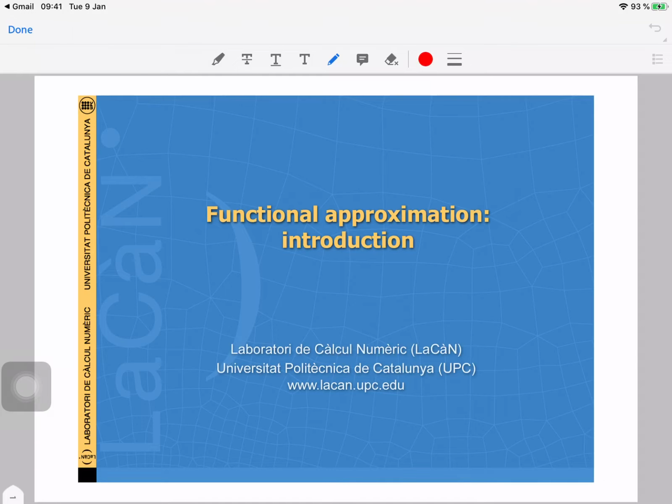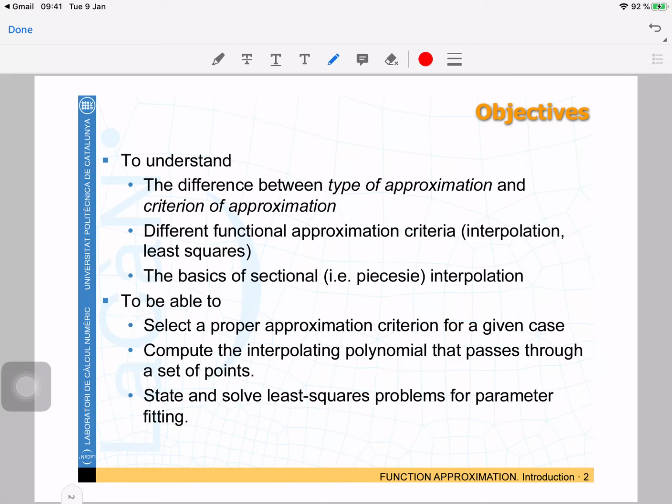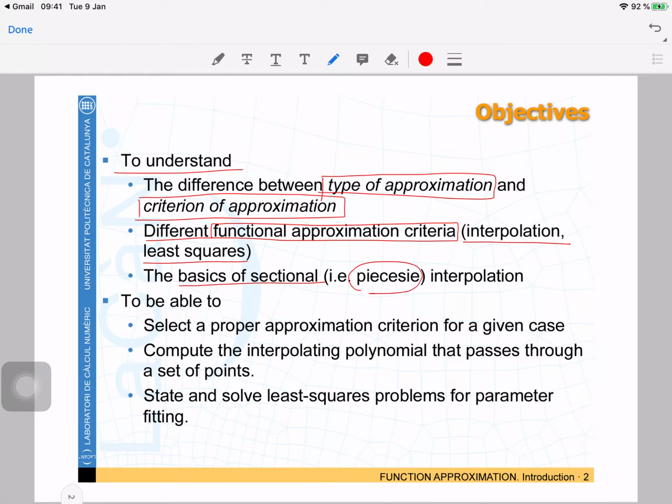In this video, I will present an introduction to functional approximation. The objectives of this module on functional approximation are for you to understand first the difference between type of approximation and criterion of approximation, and to understand also different functional approximation criteria such as interpolation or least squares. And finally, the basics of sectional, or also we call it piecewise interpolation.